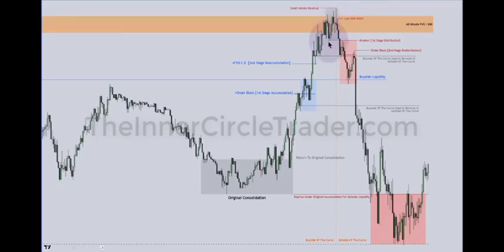But that low is taken out right there. What does it create? A fair value gap between this candle's low and that candle's high. That could be a trade in itself, but this is a breaker. So how far is it going to go back up into it? Right there. So your bearish breaker, that is your first stage distribution.